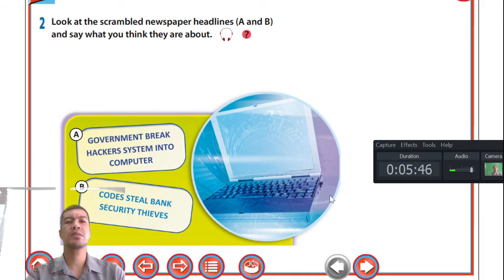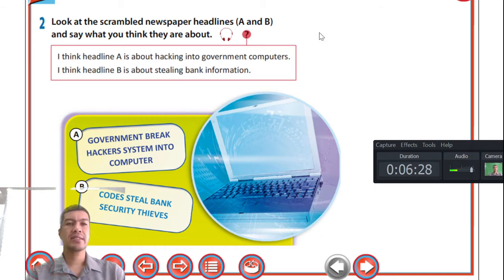Look at the scrambled newspaper headlines. We have A and B, and say what you think they are about. Okay, "government break hacker system into computer", and that does not sound right because the words are scrambled, and I think the correct version is: hackers break into government computer systems. All right, and the next one, "code steal bank security thieves". And if we unscramble that: thieves break and steal bank security codes. All right.